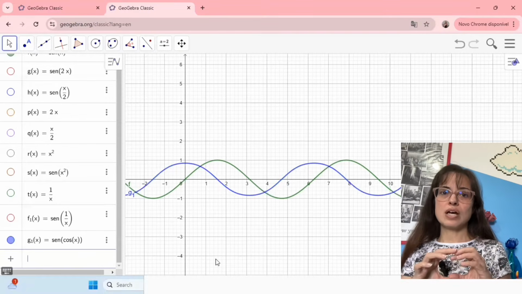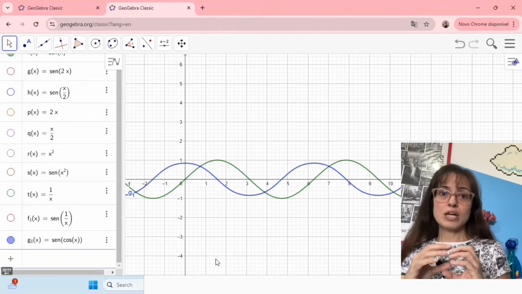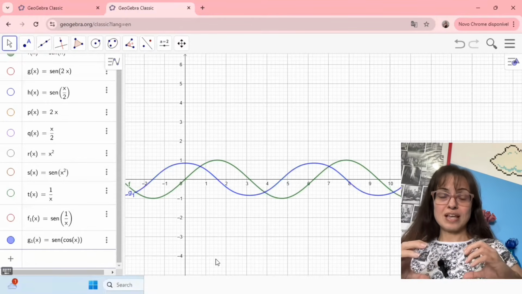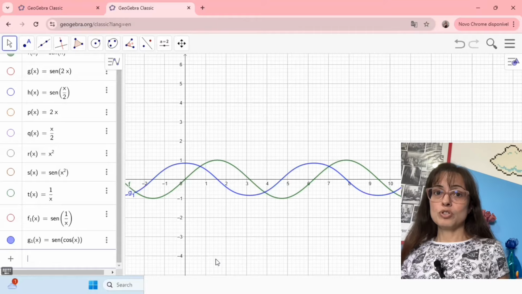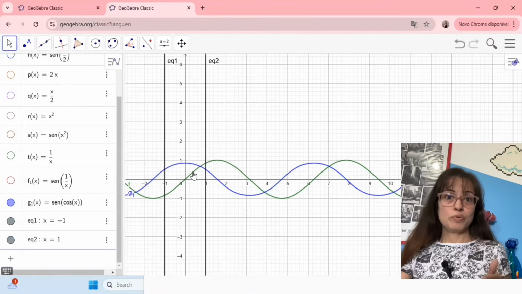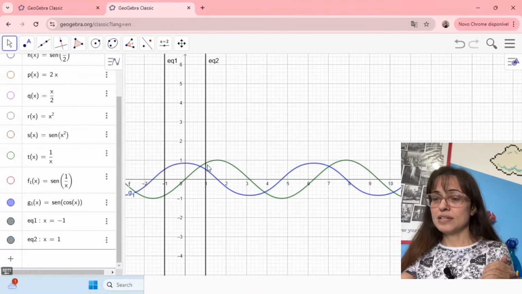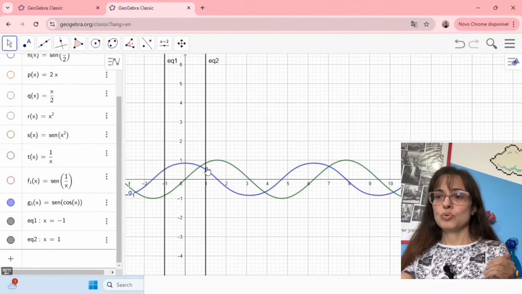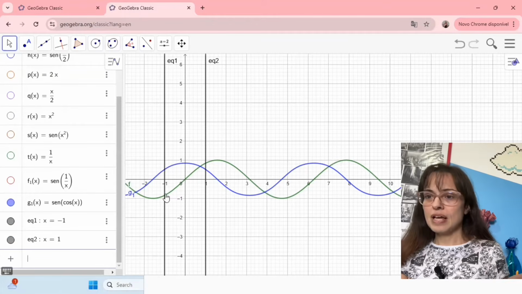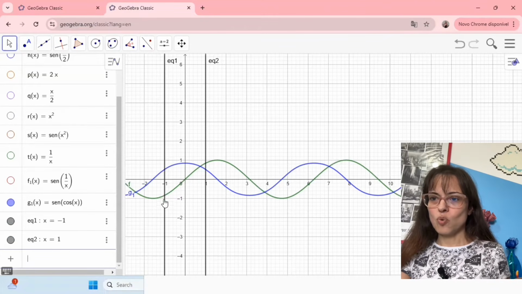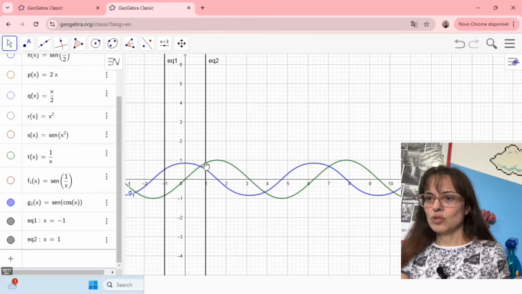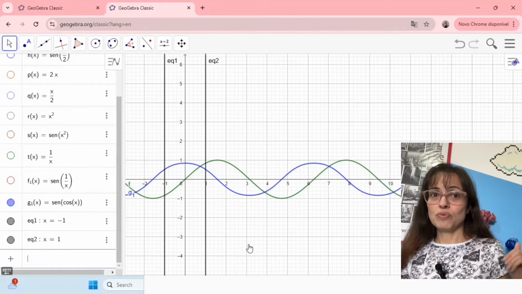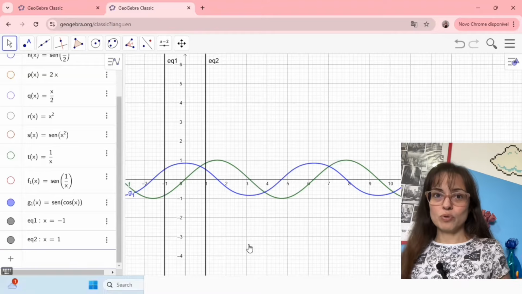So with the cosine inside, cosine only goes between -1 and 1 for range. So the numbers that are going inside of the sine function are only numbers between -1 and 1. So between these two vertical lines here, the outside function keeps going back and forth between these two points. And that's the value of the function. It's not quite -1 here. It's not quite 1 there. So that's what the blue function is doing, which is sine of cosine of x.